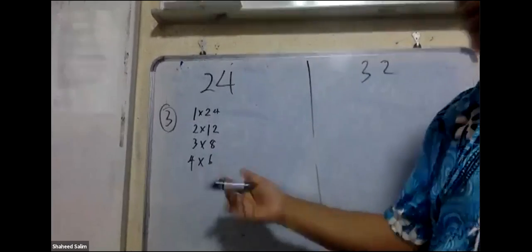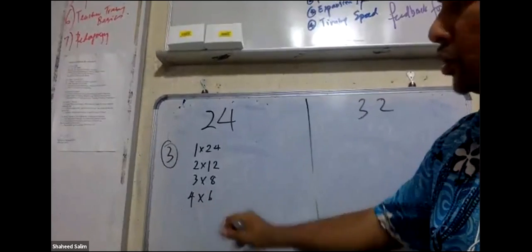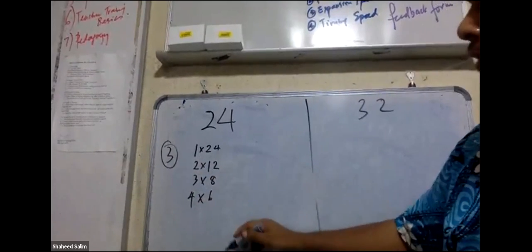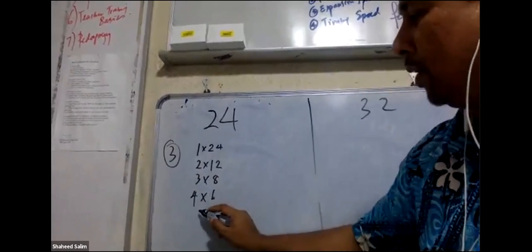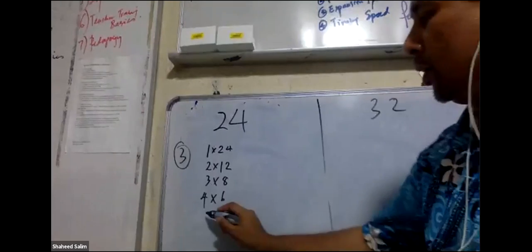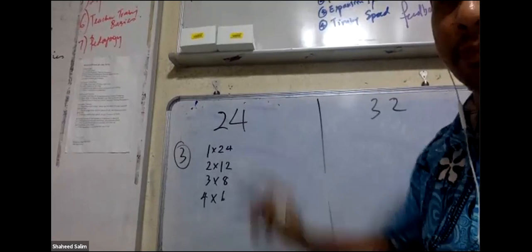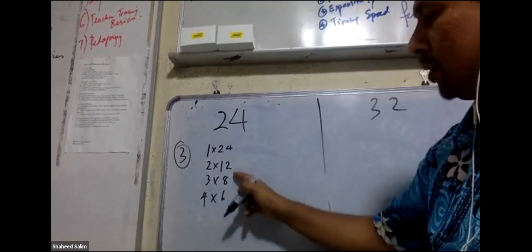Once you reach 6, you've got 6 already, you don't need to continue. You can stop already. Once you reach the same number, you don't need to continue. Why? Because 7, then 8, you will get all the same numbers. You will get the same numbers down here.